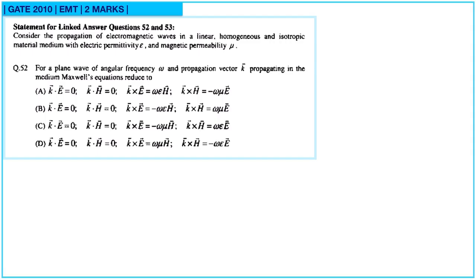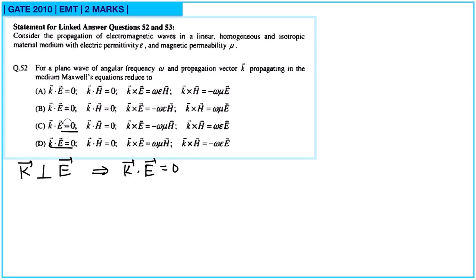Next question. Consider the propagation of electromagnetic waves in a linear, homogeneous and isotropic material medium with electric permittivity epsilon and magnetic permeability mu, for a plane wave of angular frequency omega and propagation vector k bar propagating in the medium. Maxwell's equation reduces to... Now we know this k bar propagation vector is always perpendicular to E bar. That gives us k bar dot E bar will be equal to 0. So this first statement is correct.